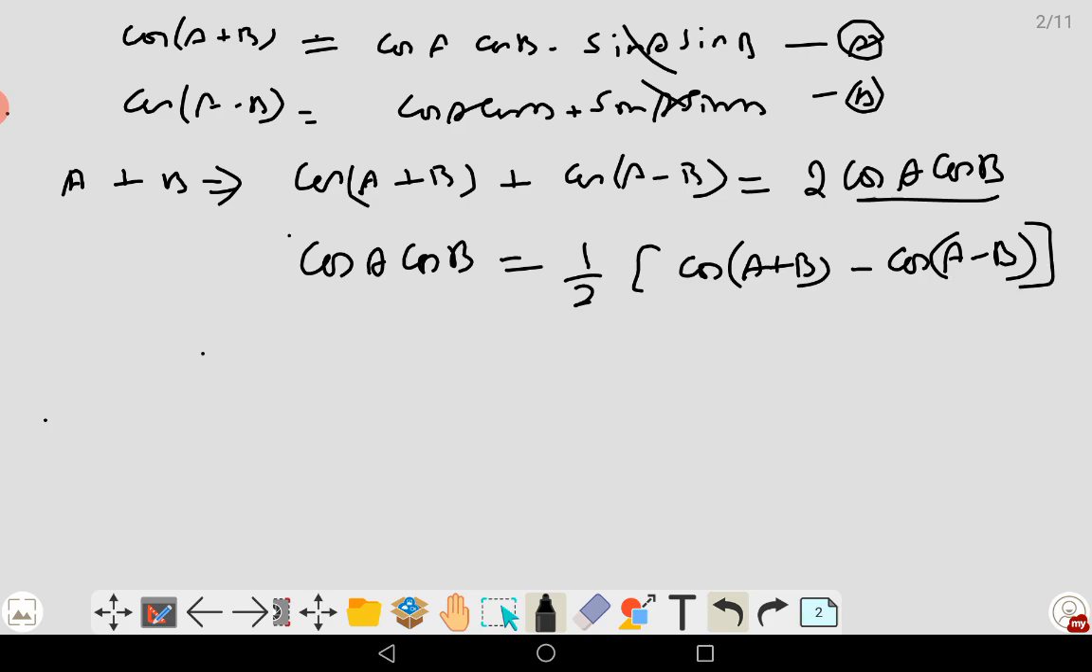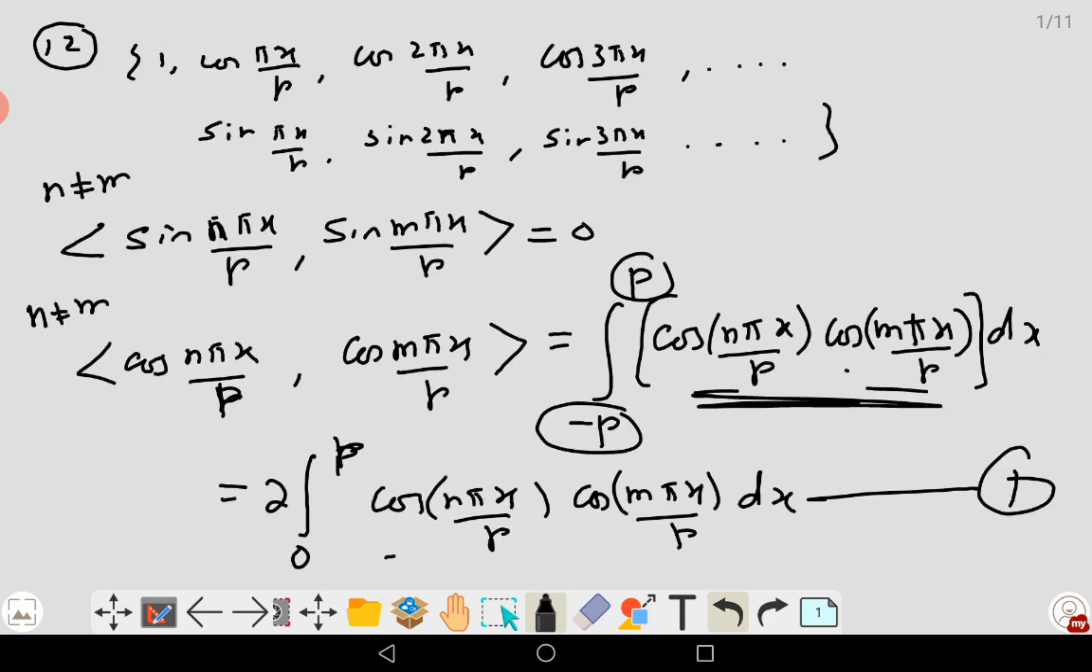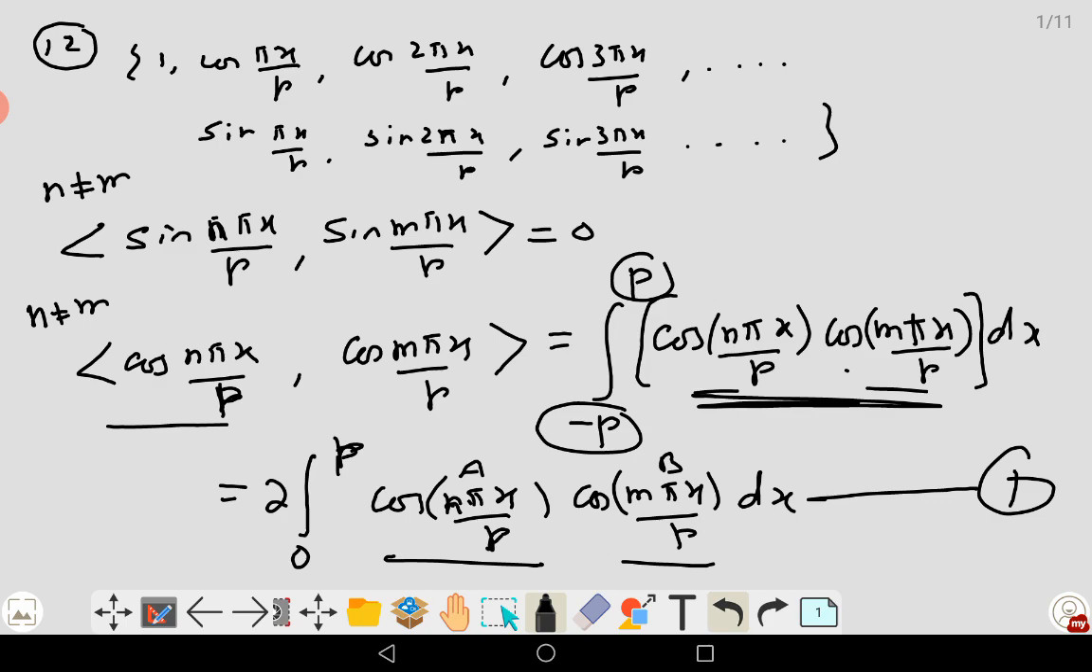We have already done a formula for sine a sine b in the last problem. Remember this formula, and this will be used in equation number 1. This is cosine a cosine b. Here a is n pi over p, x is a common factor. You can say n pi x over p is a, and m pi x over p is b. So what do we get to write? Equation number 1 gives, on the left side, this one.